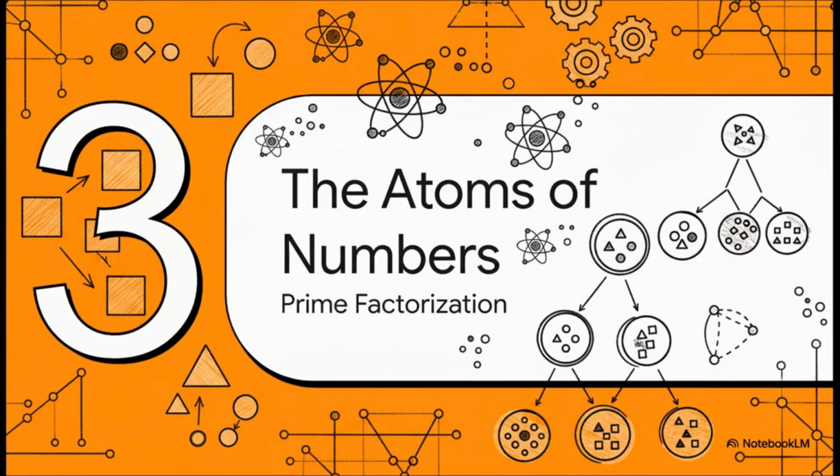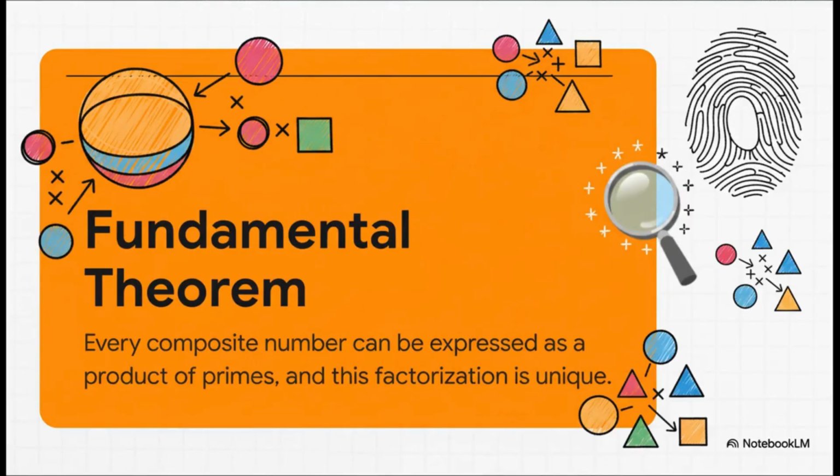Okay, so Euclid's algorithm is all about dividing numbers. But what if we try to break them down in a totally different way? What if we try to find their most basic, fundamental parts? That brings us to what you might call the atoms of the number world. Now this is one of the absolute biggest ideas in all of mathematics. It's called the fundamental theorem of arithmetic. And it basically says that any number that isn't already a prime number can be broken down into a string of prime numbers multiplied together. And here's the kicker.